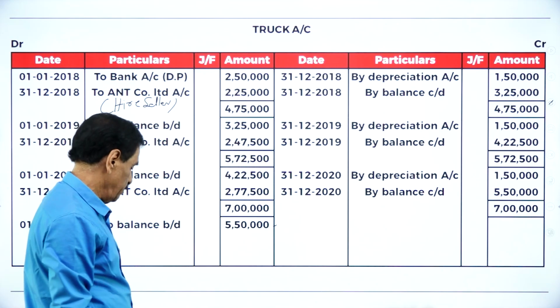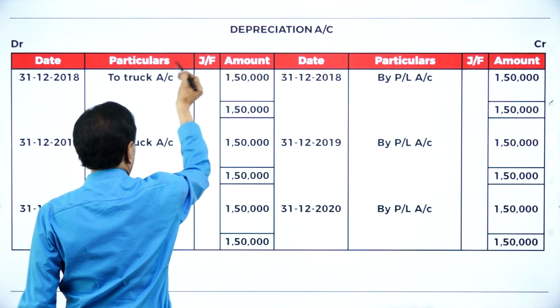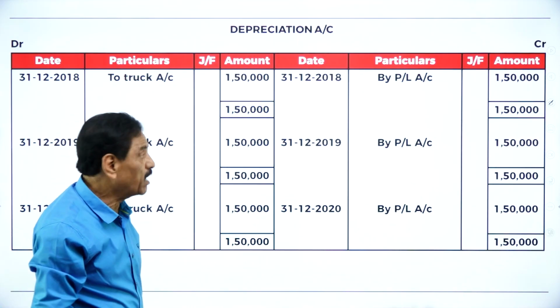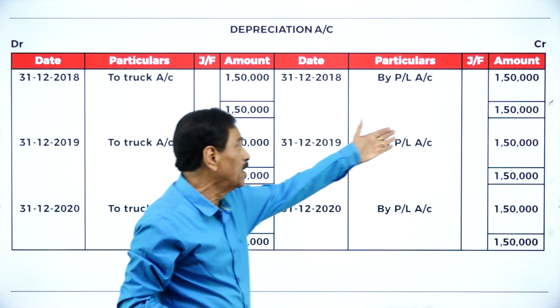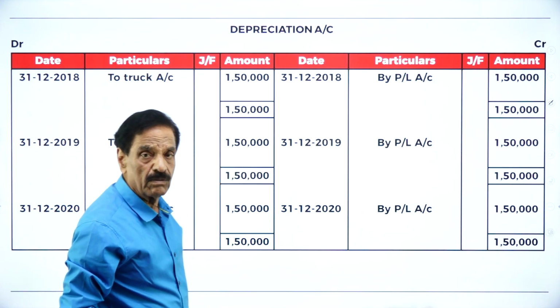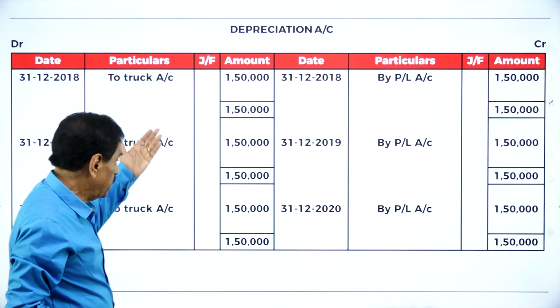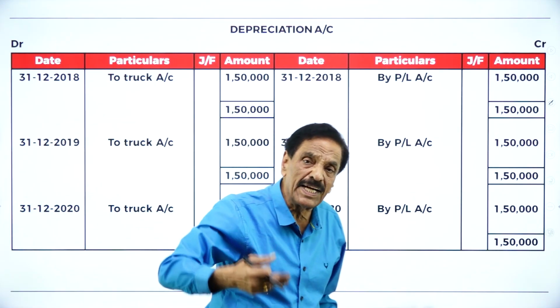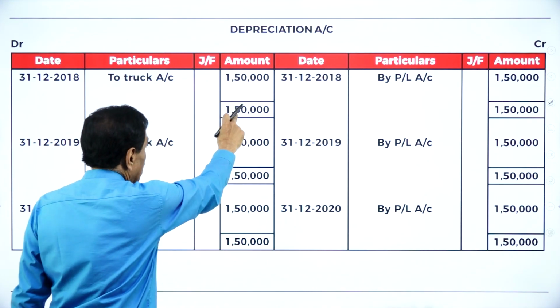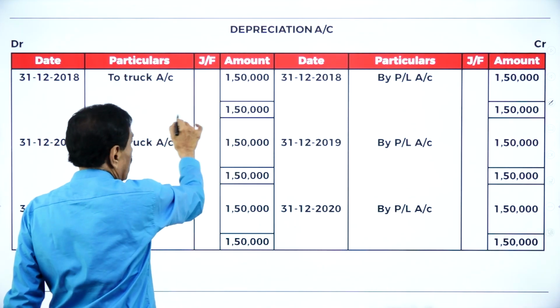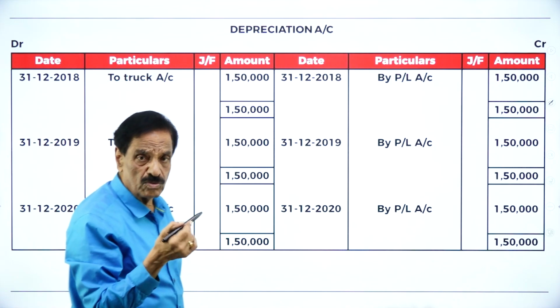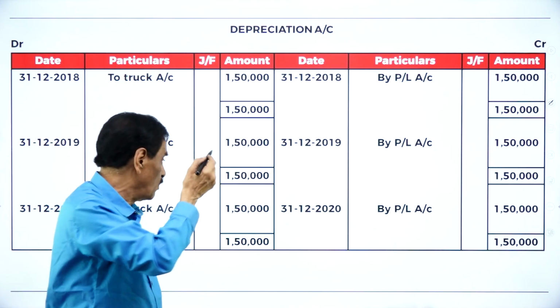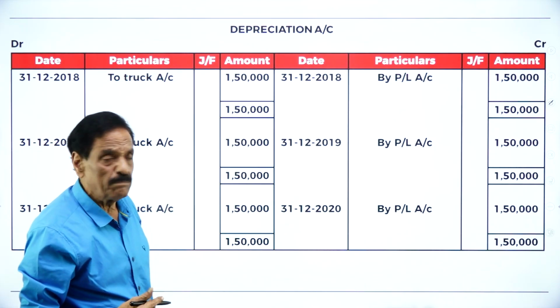Then move on. Depreciation account debit to asset account, truck account. How much? 1,50,000, which has been transferred to profit and loss. Same thing for the 3 years. Because depreciation remains constant, it is transferred to the profit and loss account. First year, second year, third year: to truck account, by profit and loss account.